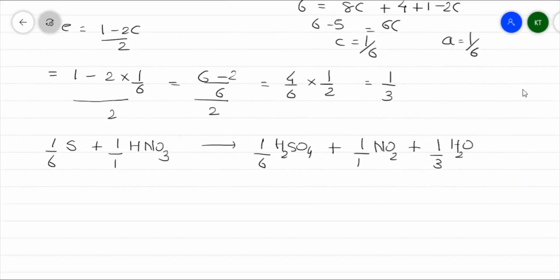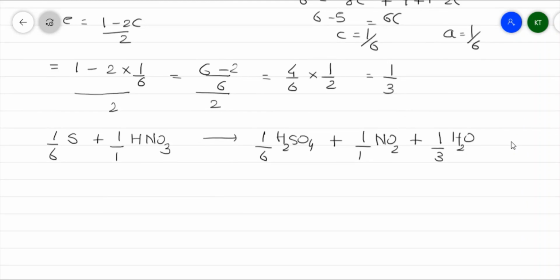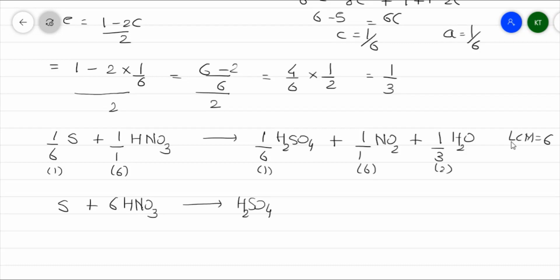So let me have here a common LCM as 6. Here I'll multiply by 1, here I'll multiply by 6, here I'll multiply by 1, here I'll multiply by 6, here I'll multiply by 2. Okay, so in order to get common LCM, 1 into 1, S plus 6 into 1, 6 HNO3, which gives me 1 into 1, H2SO4, so 1 normally we don't write, plus 6 into 1, 6 NO2, plus 2 into 1, 2H2O.